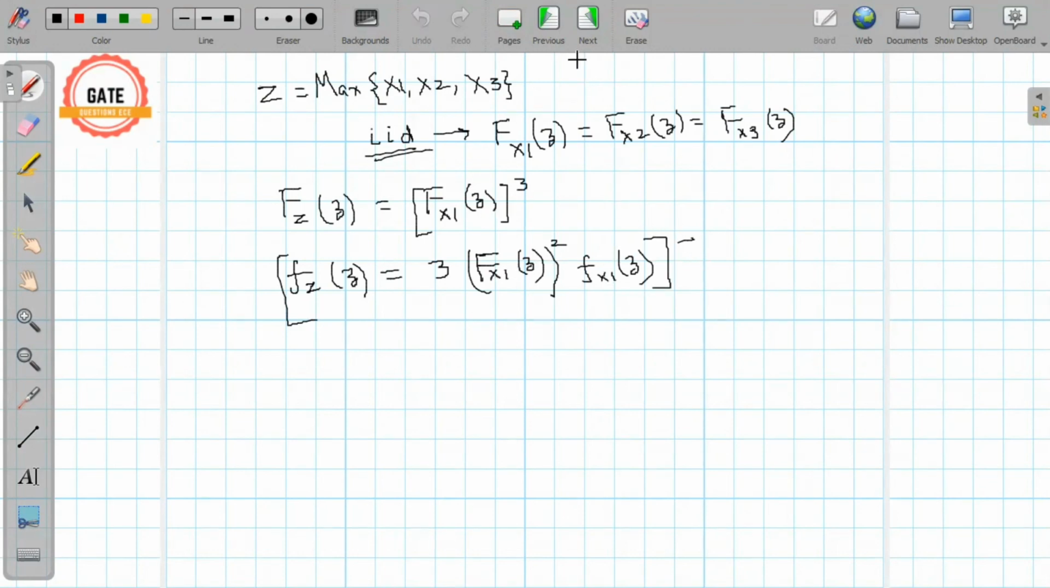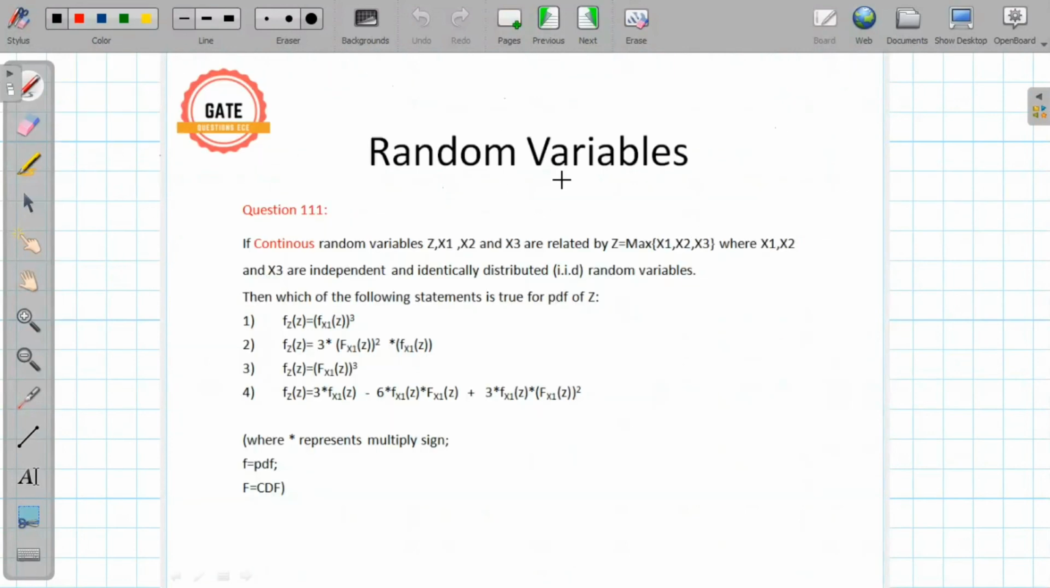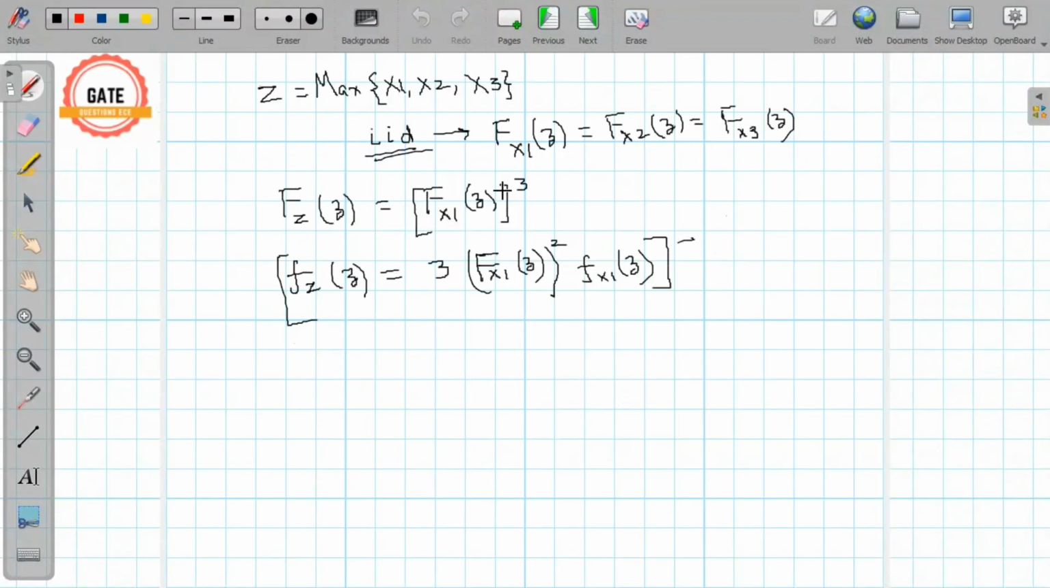So the correct option is option 2. This is how you can handle the maximum function in case of independent and identically distributed random variables.